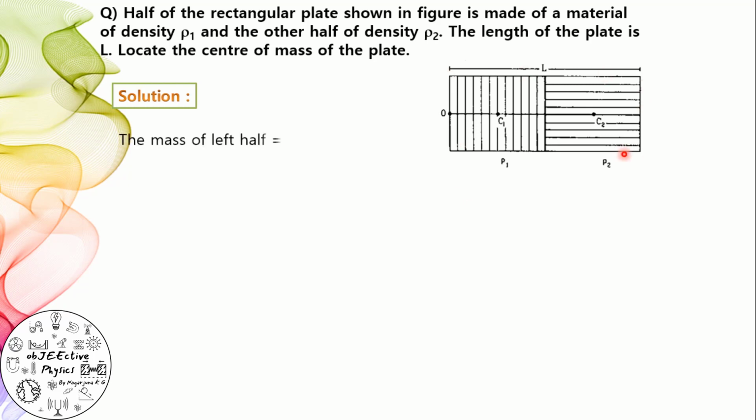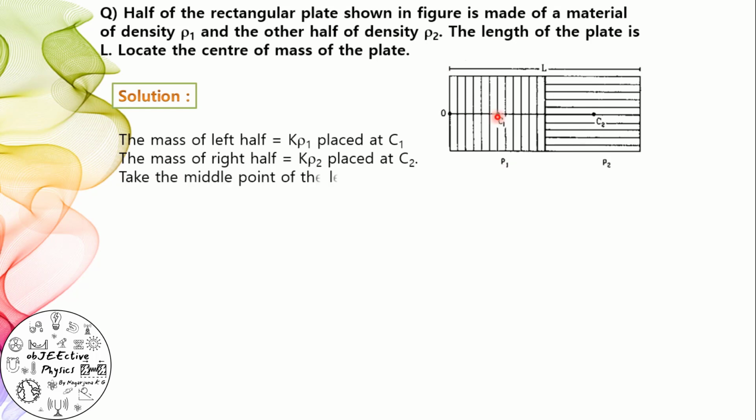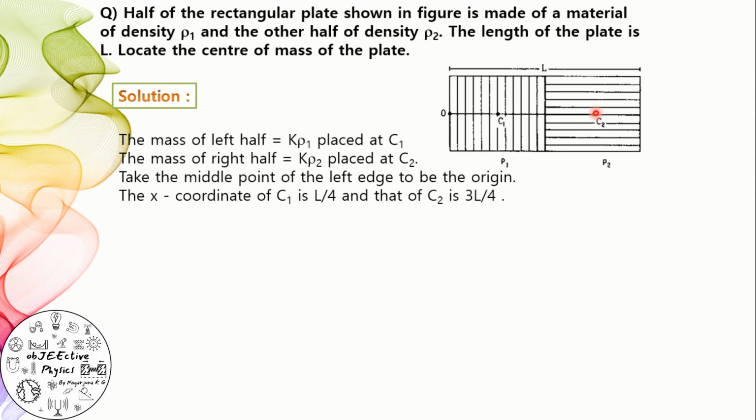Rectangular plate of length capital L, and here the left half is made with a material of density ρ1. Let us assume that C1 is the center of mass of the left half, and the right half is made with a material of density ρ2. Let us assume that C2 is the center of mass of the right half.